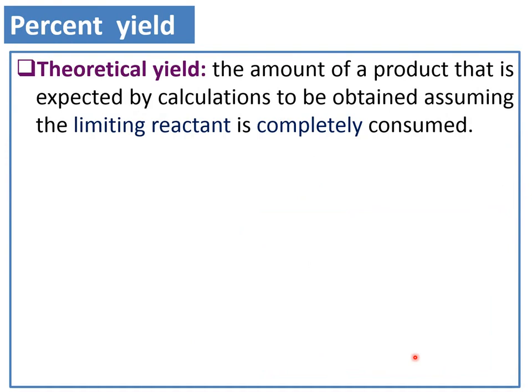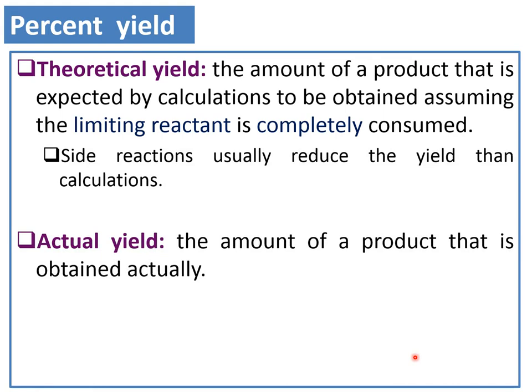The theoretical yield is the amount of a product that is expected by calculations to be obtained, assuming the limiting agent is completely consumed. Side reactions may reduce this value. Actual yield is the amount that is actually obtained. The percent yield is the actual yield over the theoretical yield times 100. You can calculate this, and many questions in the exam may appear with this rule.